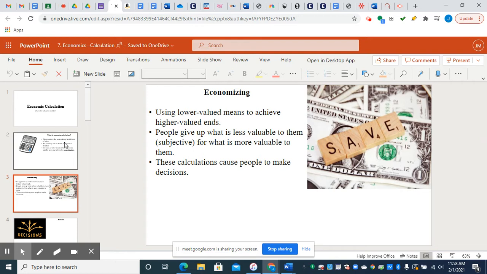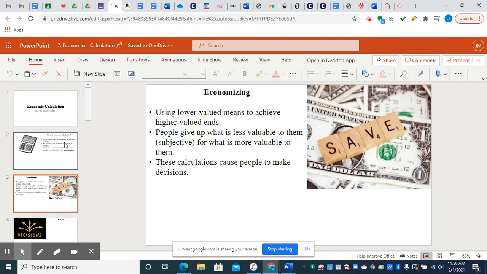We do this all the time. When you go to the store and you purchase something, you're saying in that economic action that the money you're handing over is less valuable than the thing that you want, which is more valuable. So if you buy a burger at McDonald's, you're using a lower valued means, which is money, to get a higher valued end in that moment.